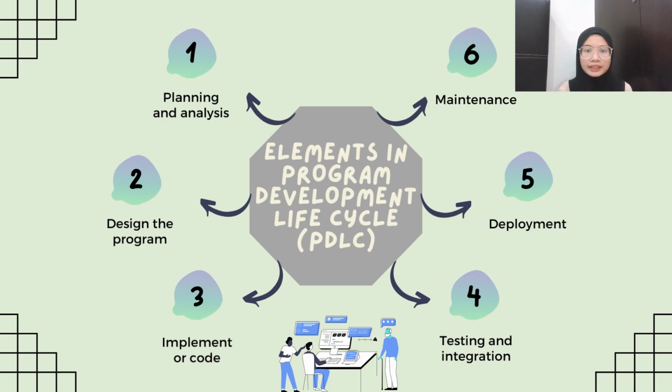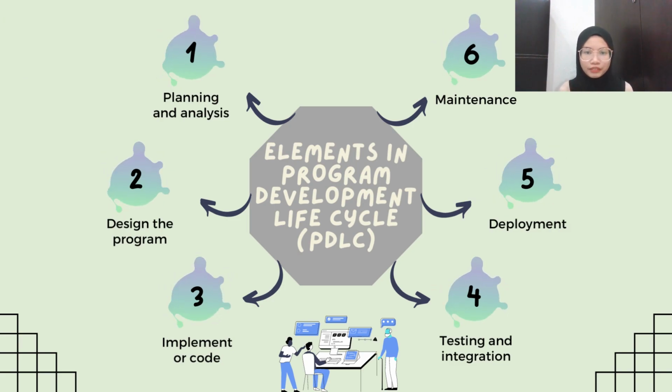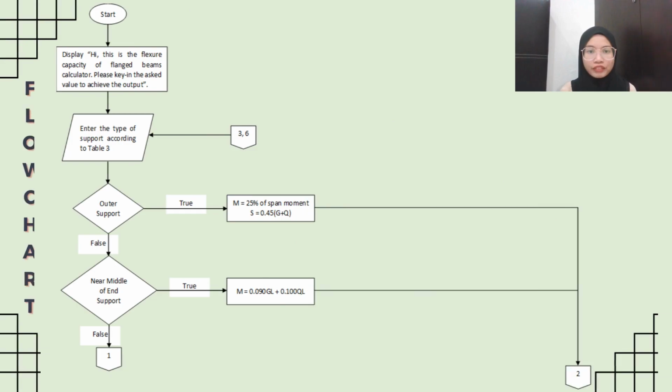Second element is designing the program. This element is very important before developing coding because it is divided into two parts, which are flowchart and pseudocode. So I will explain about the flowchart first. This is our flowchart. First, we display that our program is the calculator for calculating the flexure capacity of flange beam. Then, the user must choose the type of support that they need, and if true, they can see the formula of moment and shear.